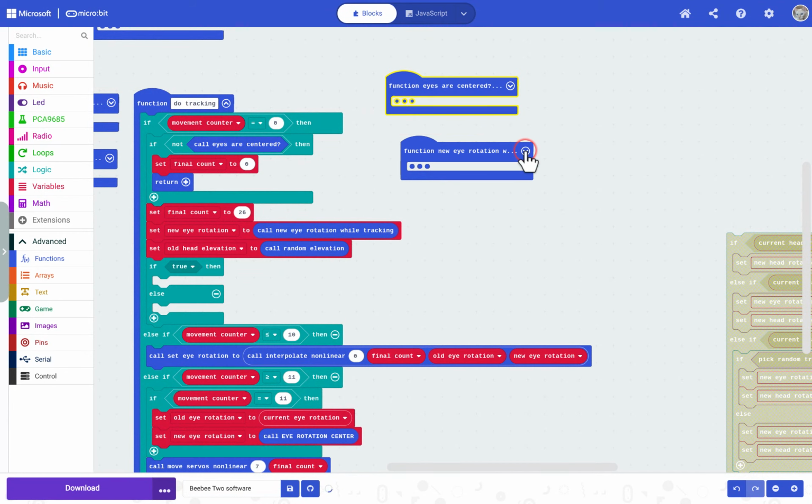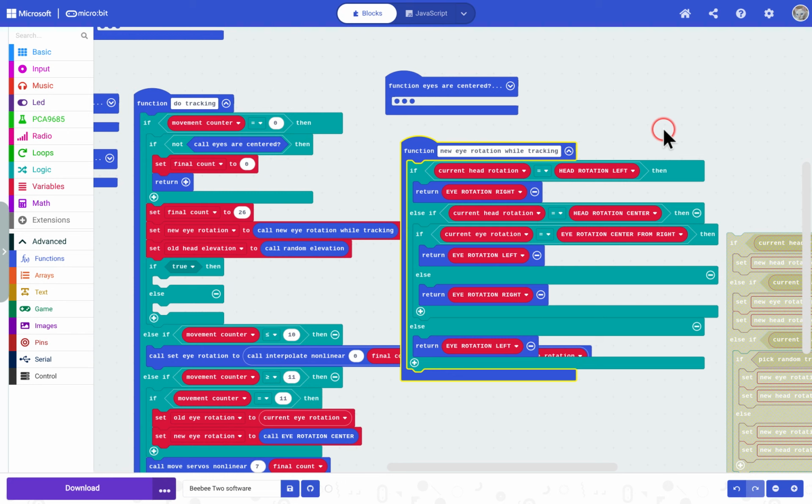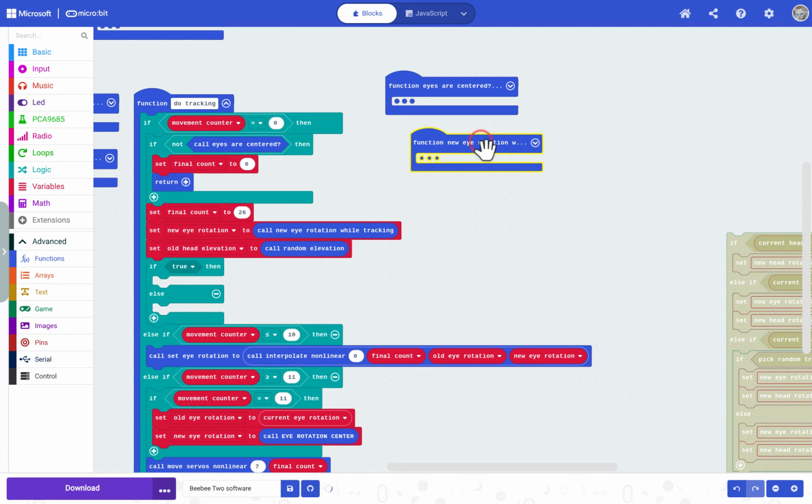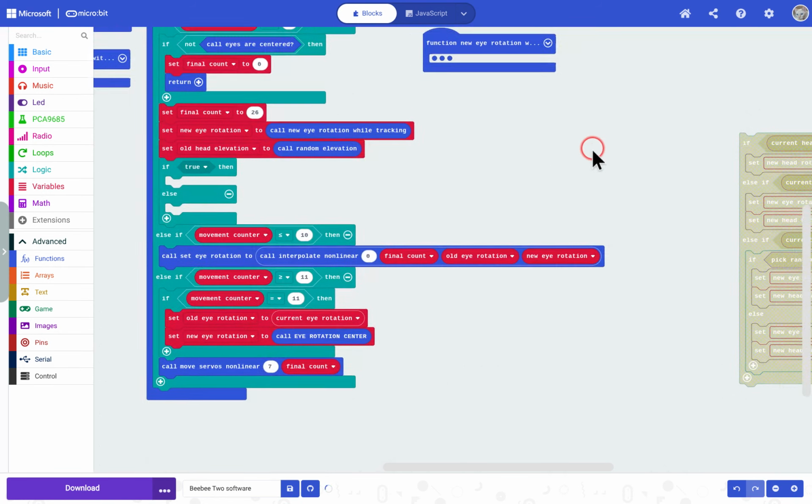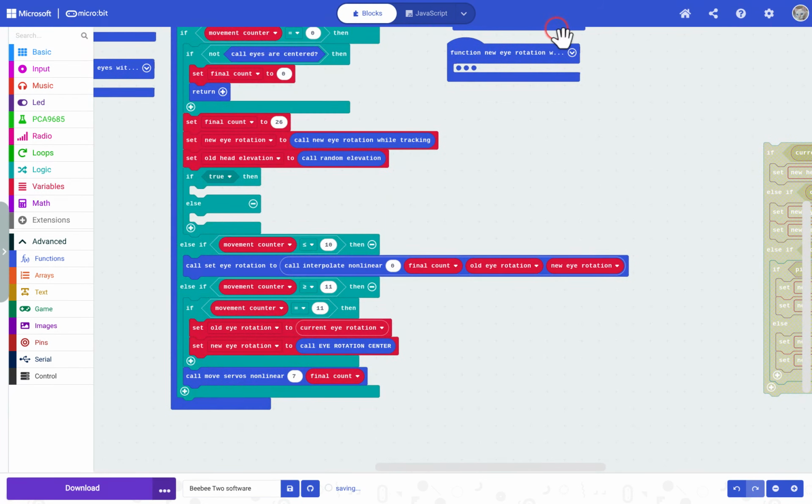Eye rotation, eye rotation, head rotation, head rotation. So we're comparing apples to apples and oranges to oranges. I've made that mistake before, and you guys didn't even tell me about that. Whatever, I'm over it.